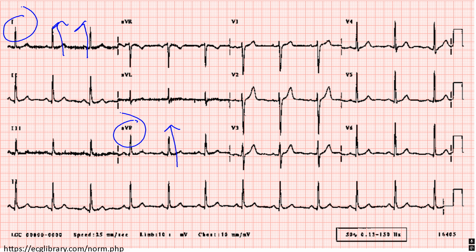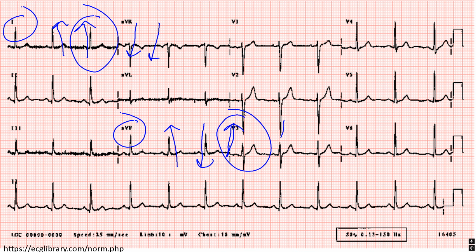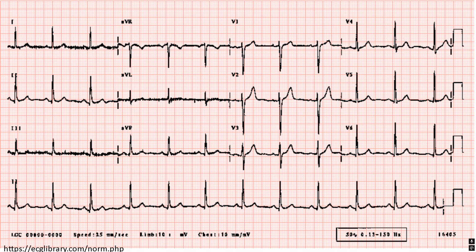If it's up in 1 and down in aVF, your left thumb is up, so it's a left axis deviation. If it's down in 1 and up in aVF, your right thumb is up, so it's a right axis deviation. If they are both down, two thumbs down, classically that's called an indeterminate axis, you can't tell. All right, so that's the easy way to tell axis.